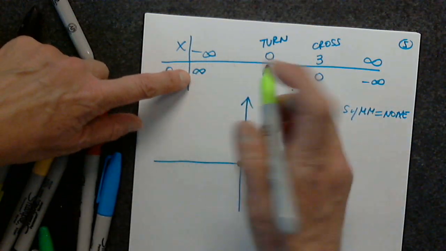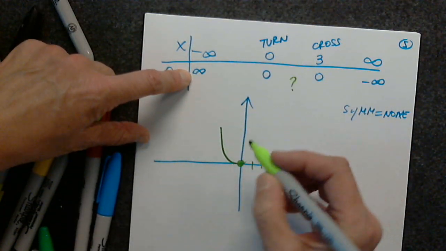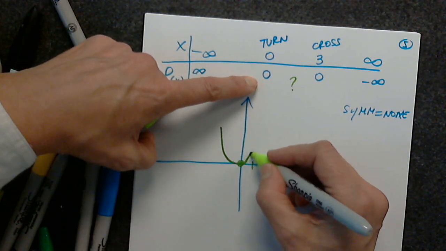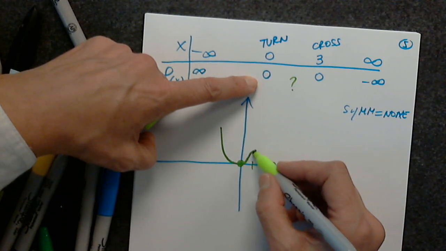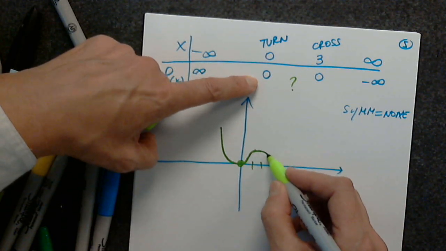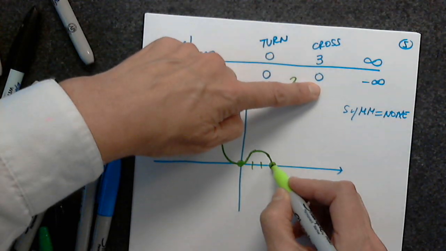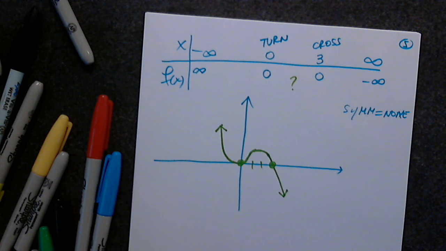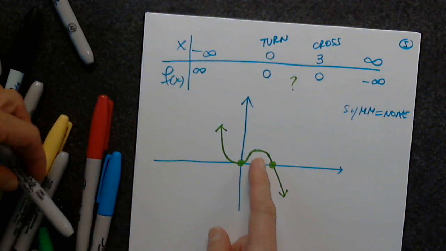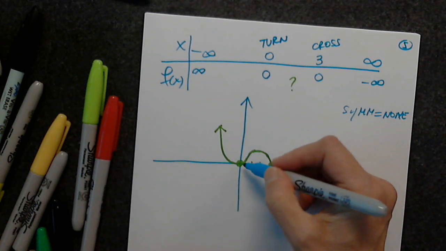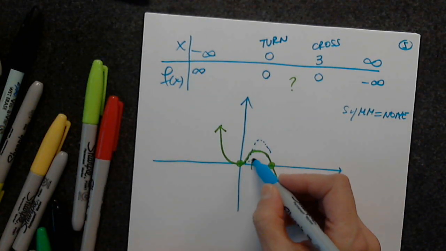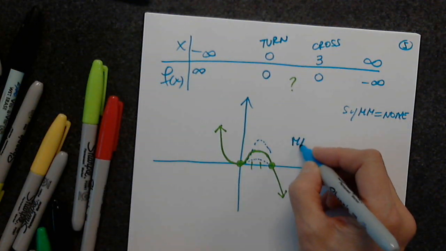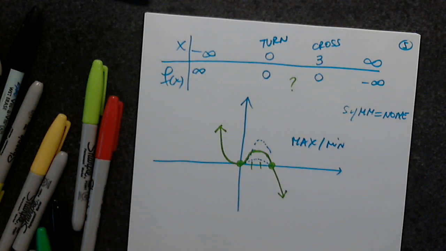One more time. It's coming from positive infinity and it turns at 0. It must go to a maximum because it can have 2 turns, to a maximum value, and then it comes down, crossing at 3, 0, going to negative infinity. Now you can say, how do you know how high this is? What if it's this? What if it's this? I don't know. That part I don't. That's why I have to find the max min with the graphing calculator.